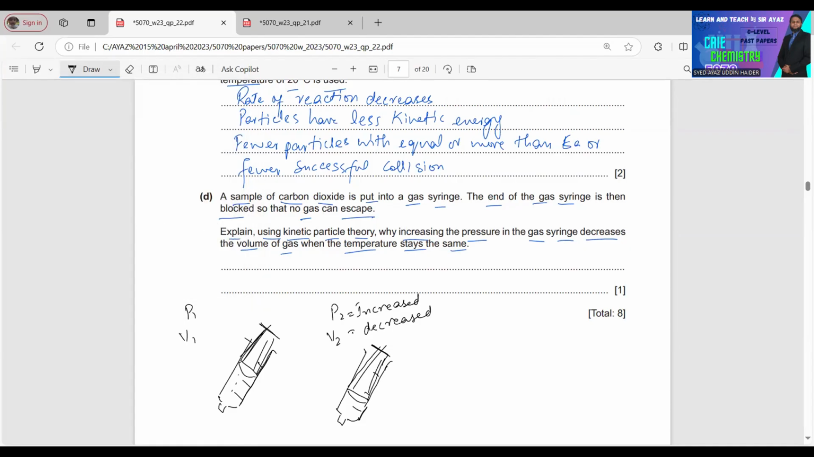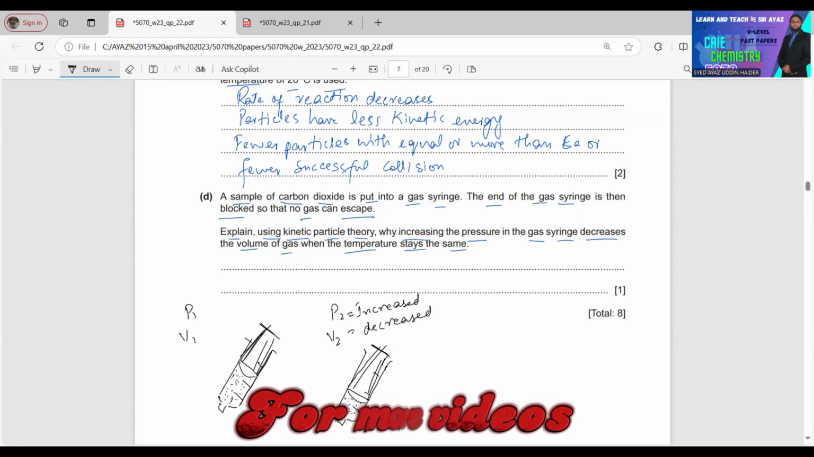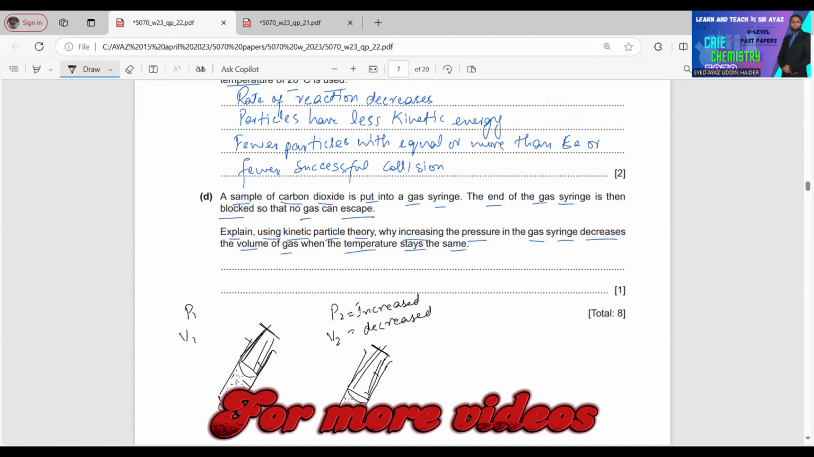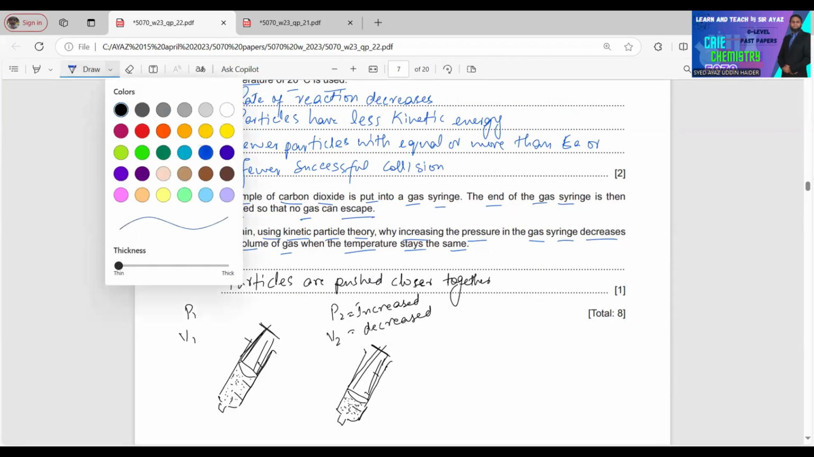Here we are having particles. See lots of gas particles here. Now in this case, what will happen? When volume is decreased, the particles come closer or are pushed closer together. Particles are pushed closer together. So this must be the final answer for this question.